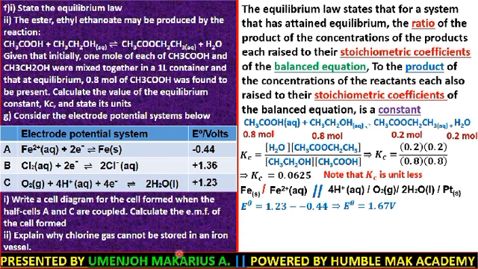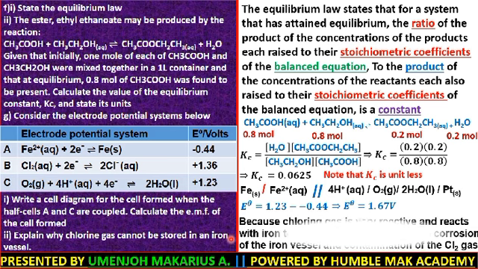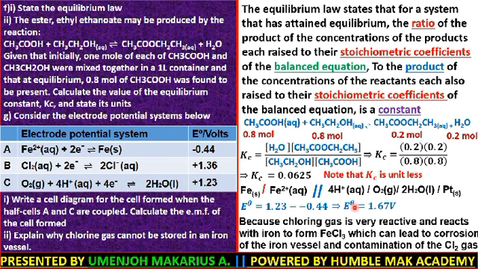Now the last part is saying that I should explain why chlorine gas cannot be stored in an iron vessel. Oh my god, guys, you should never store chlorine in an iron vessel. This is because, guys, chlorine gas is very, very reactive. When you place it with iron, it can simply react with the iron to form iron trichloride, which can lead to corrosion and can damage the vessel and contaminate your chlorine gas. It's highly corrosive. Great, that's it, guys.